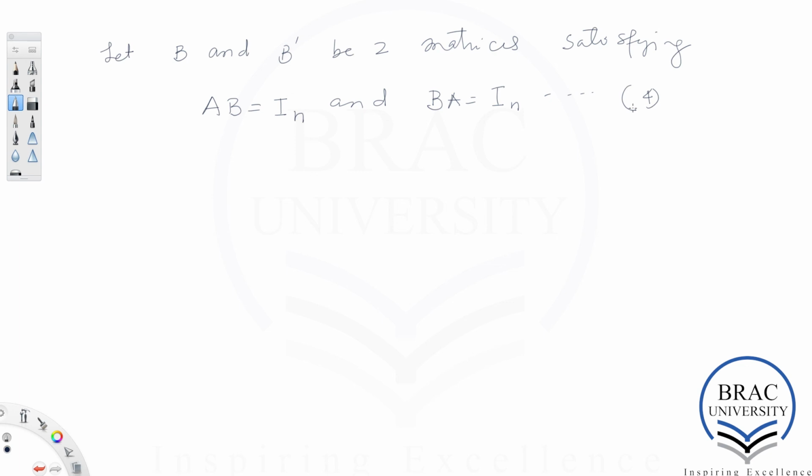So let us assume that there are two matrices B and B prime satisfying this equation. Okay. So we use this part of this equation 4 for B, so that we have AB is equal to I sub n. We don't use this part for B. And this part for B prime: B prime A is equal to I sub n. This is our equation number 5.